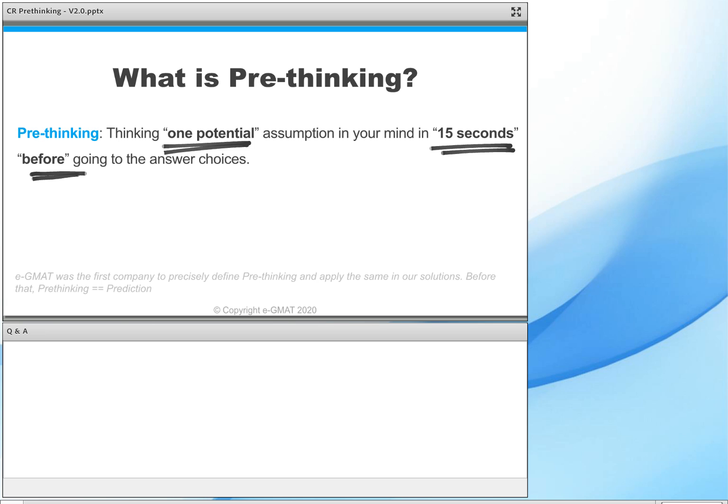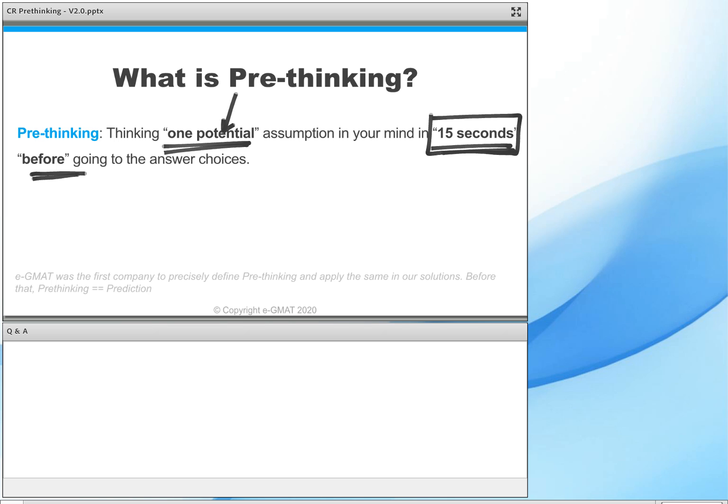And it's really important to focus on these three things, each one of them over here. An argument can have multiple good assumptions. We are only worried about one. Why? Because once you get one, you understand the logic. The moment you see another potential assumption which is there in the answer choices, your brain will instantly recognize it. If you understand the argument well, you should be able to do it in 15 seconds. Our students who've done it well, a good number of them are able to do it in about 10 seconds.